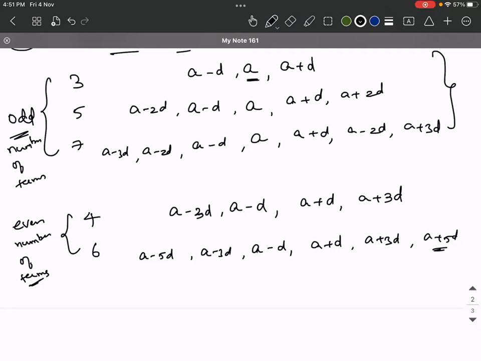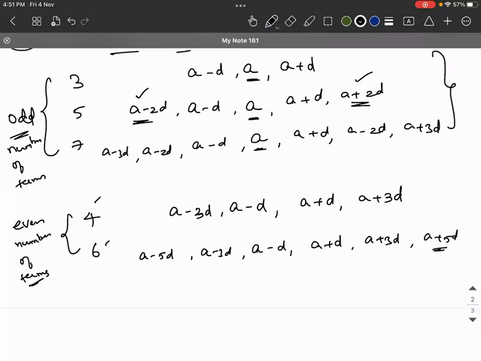When you have an odd number of terms, what will you do? You'll write the middle term as A, the left side will be A minus D, the right side will be A plus D. Depending on the number of terms you have, keep writing the terms on the left and right in the conjugate form: A minus 2D, A plus 2D, something like this. Is that point clear?